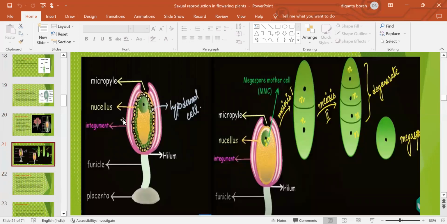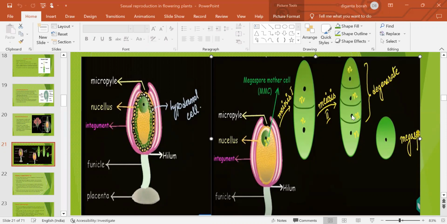So look, this is the structure of a mature ovule. Here within the nucellus, lots of cells are there, but the cell which is just at the micropylar end enlarges and is converted to MMC, the megaspore mother cell. Then this megaspore mother cell undergoes division and finally forms 4 cells. Look, these are the megaspore tetrad.